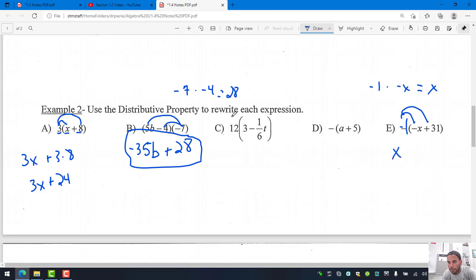X is my first term, and then I have negative 1 times positive 31. One negative, one positive, that means it becomes negative. It's going to become minus 31 down here. That's my distributed version. Nothing else I can do to squeeze those terms together. It's in simplest form.